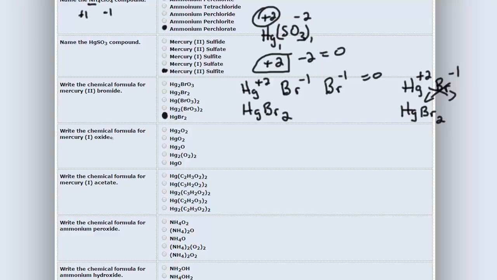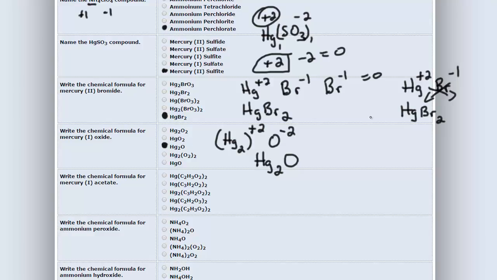Write the chemical formula for mercury 1 oxide. Mercury 1 is Hg2. Mercury 1 has a +2 charge. Oxide. Oxide's got a -2 charge. Well, +2 minus 2 equals 0, so I need one of these units and one oxide unit. So we're going to get Hg2O. Mercury 1 oxide.